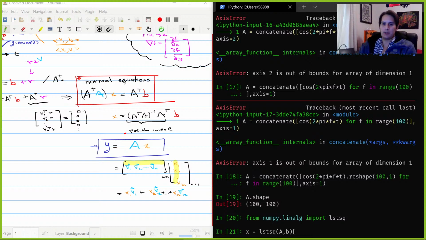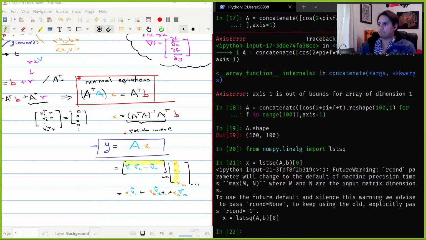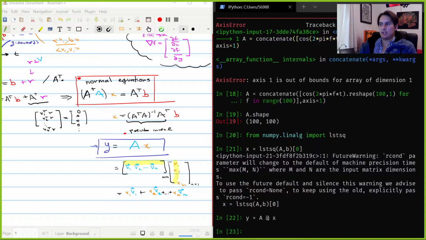But let's remember that the first element of this is the solution and the other one is the residual. We are only interested in the first element. It shows a warning, but it doesn't matter. It's solving the problem regardless. And now to get our vector y, we have to do A dot product with this vector of coefficients x.